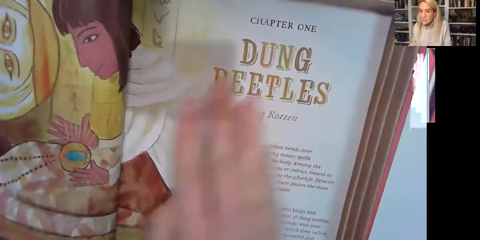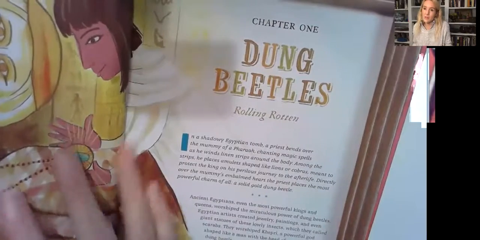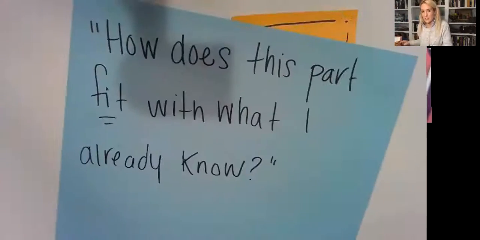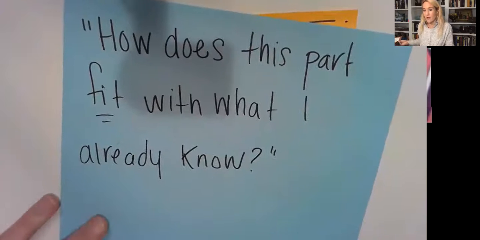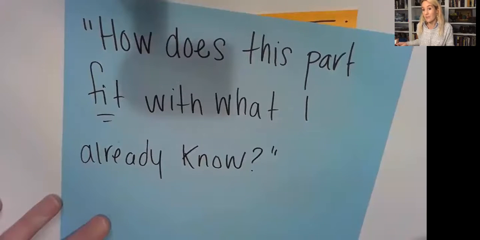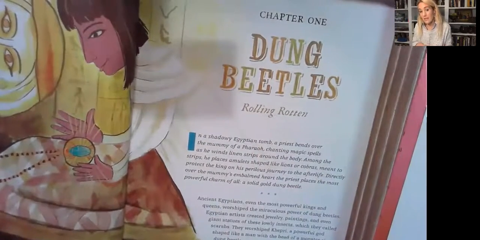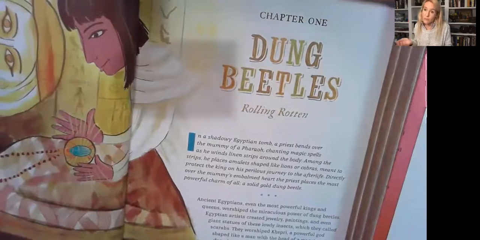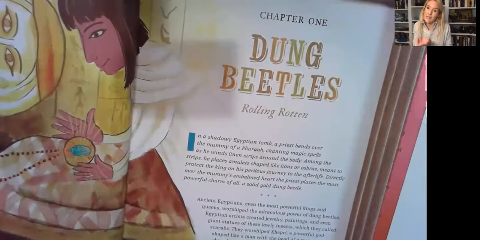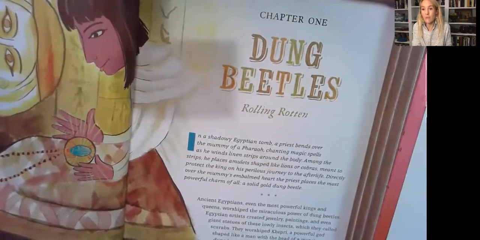I'm going to read this page, and I want you to try to answer one of the most important questions any reader could ask themselves, which is, how does this part fit with what I already know? How does this part fit with the text as a whole? So as I read, I want you to be thinking about how this part fits in with what we've already learned. And if you need to, you can review what we've already learned by flipping through the attachment that I've included of the introduction to the text Rotten.